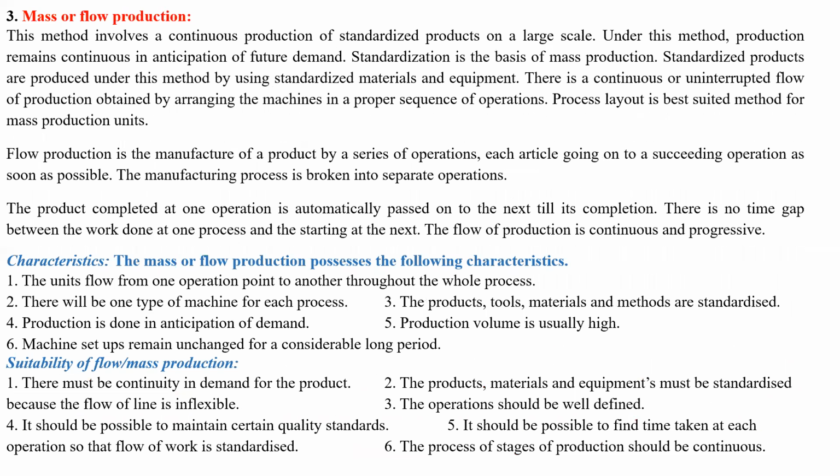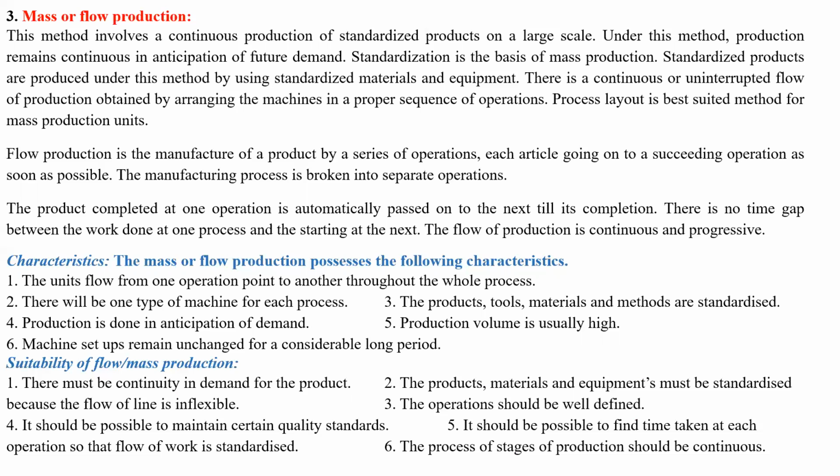Now coming to mass production. As the name itself indicates, mass means producing the same product continuously. So not a single product, but a huge quantity will be made. That is mass production, or flow production. Under this method, there is continuous production of standardized products on a large scale, and production remains continuous in anticipation of future demand.